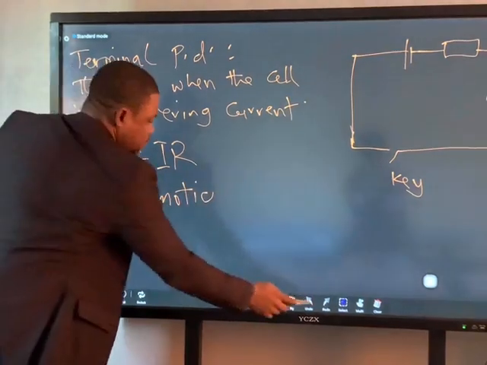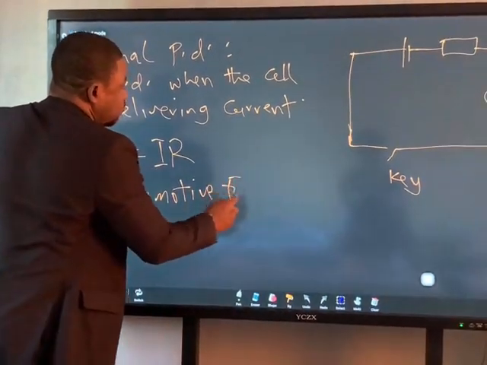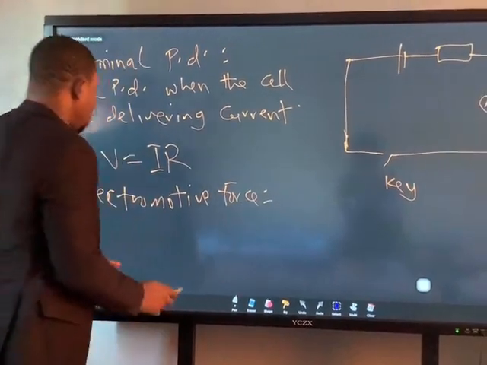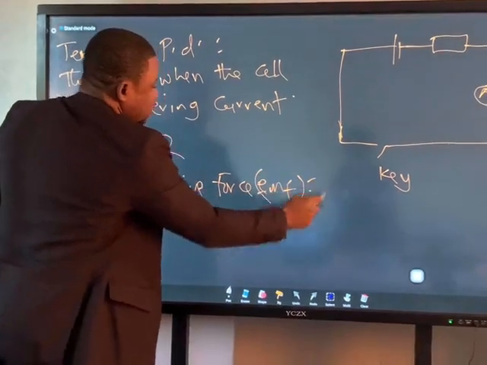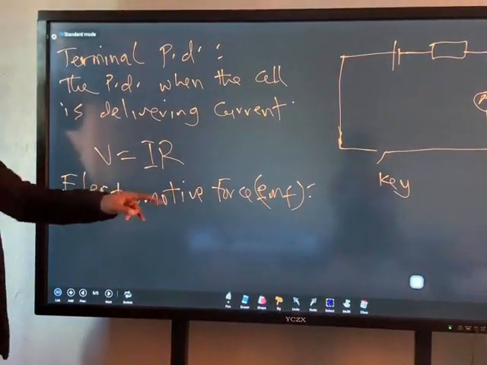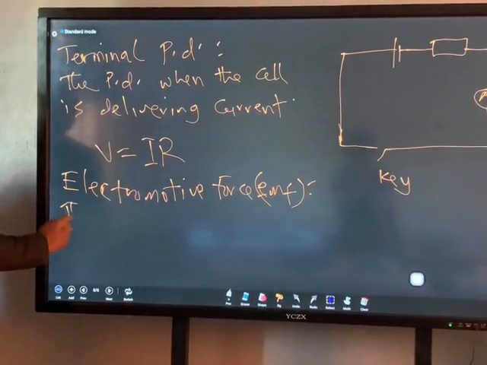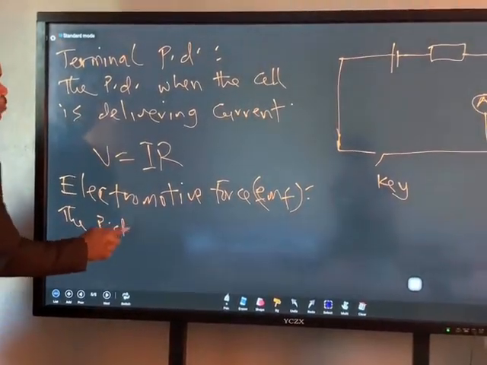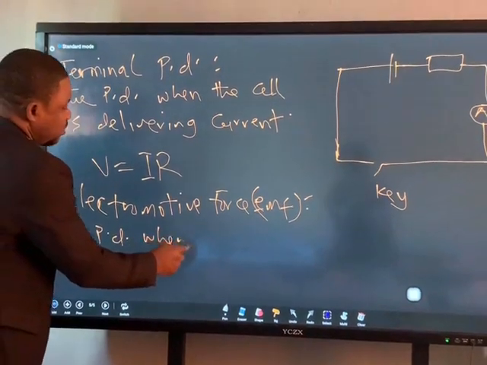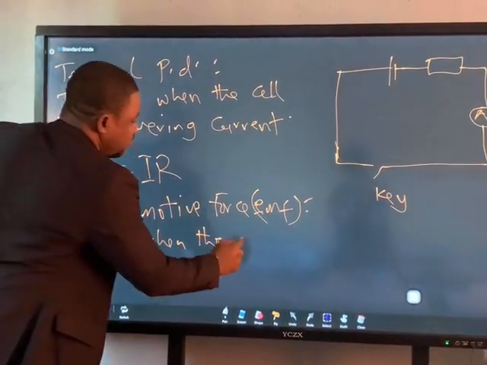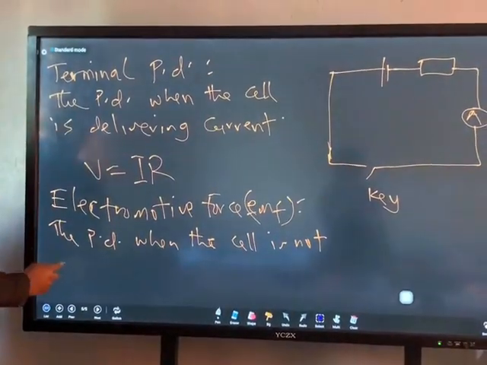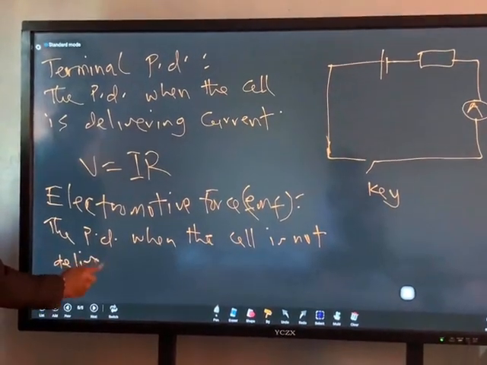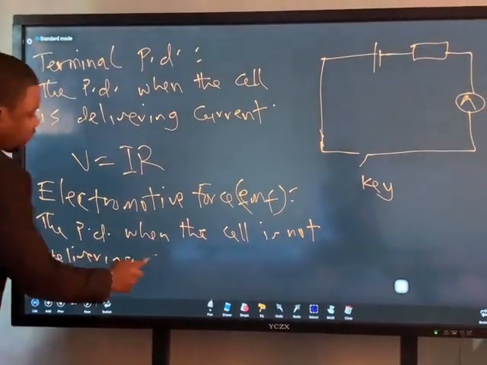The other one is called electromotive force. Electromotive force is also referred to as EMF. Note that. So which one is electromotive force? Electromotive force is the potential difference when the cell is not delivering current.